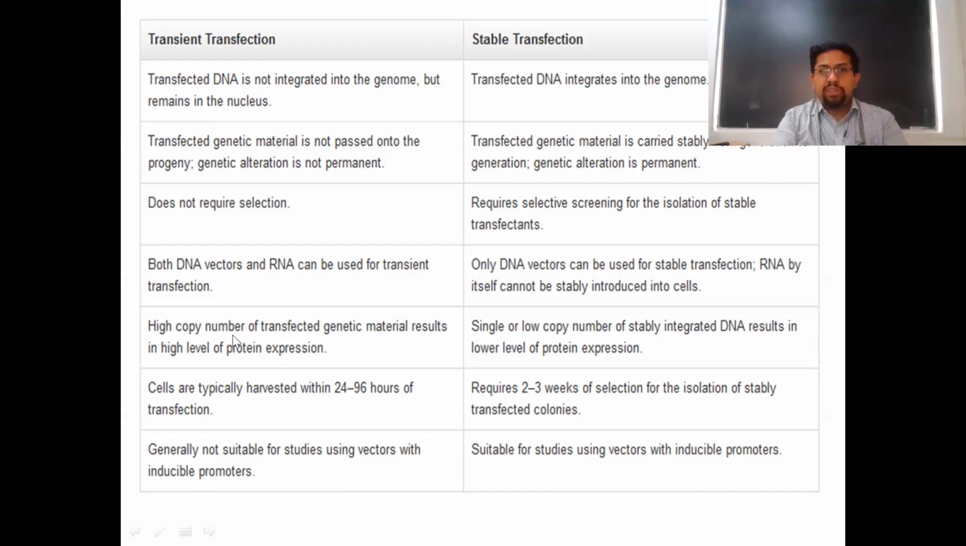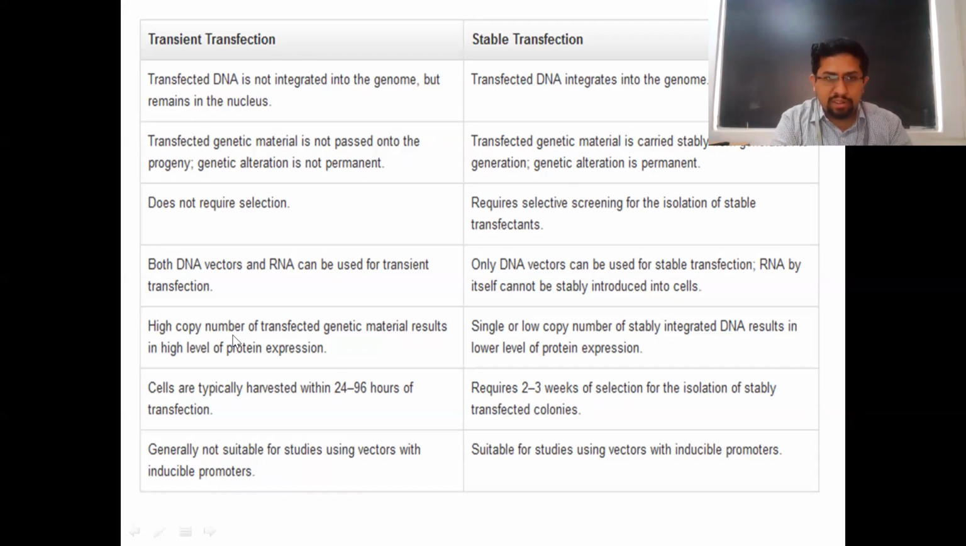So in the case of transient transfection, sometimes if you need higher levels of protein expression, you can introduce your gene of interest or your RNA of interest in larger quantities. You will have a very high expression of your gene in the first generation. After the cell divides, you will lose your copy number. Whereas in the case of stable transfection, the protein can get expressed only to a certain level as demanded by the host cell machinery.